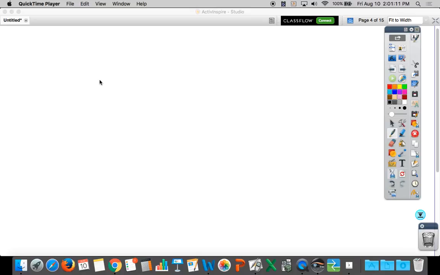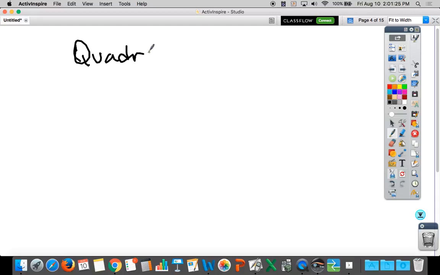Start on page 55. We're going to be solving quadratic equations. Now, y'all have done this, and you know the formula. But it is on your formula sheet.